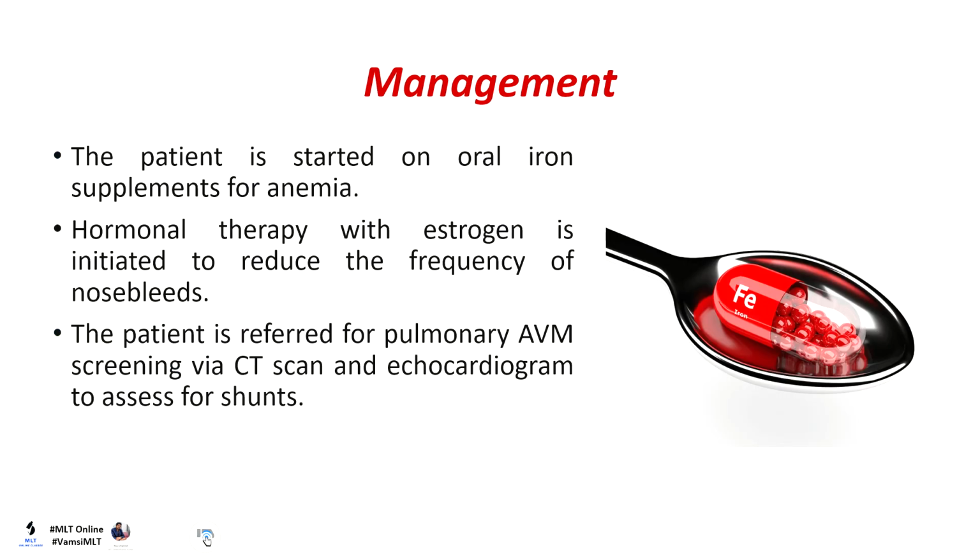Management. The patient is started on oral iron supplements for anemia. Hormonal therapy with estrogen is initiated to reduce the frequency of nosebleeds. The patient is referred for pulmonary AVM screening via CT scan and echocardiogram to assess for shunts.